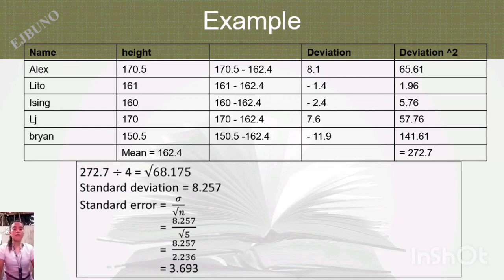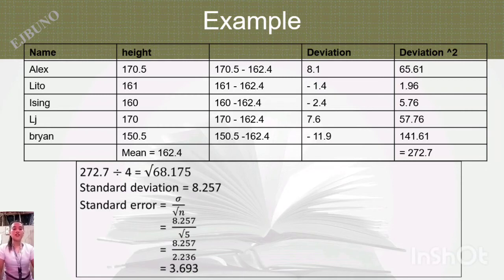We will divide it by 4. So, it is equal to the square root of 68.175. So, the square root of 68.175 is equal to 8.257. So, that is our standard deviation.